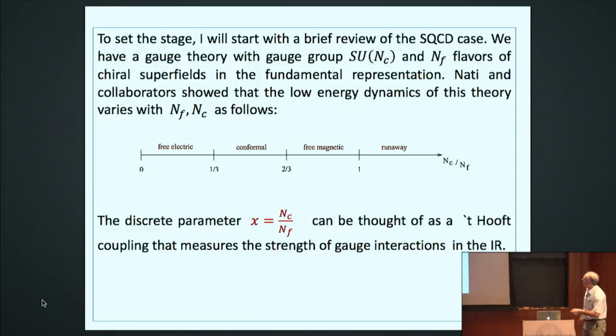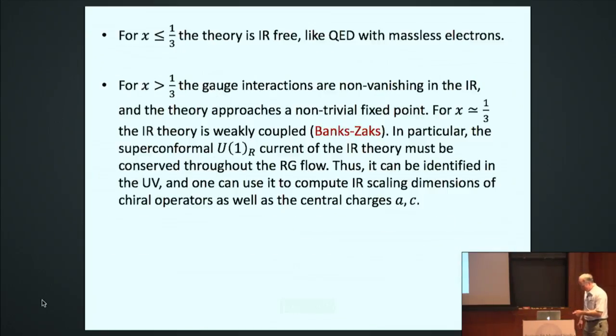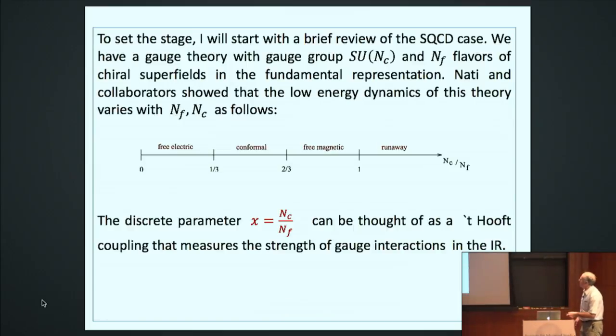And the picture, according to Nati and his collaborators in this theory, is a certain structure, which I'm not talking about in detail here, but just pictorially, that as you vary the number of colors and flavors, and in particular this discrete parameter, the ratio of the two, which will play an important role in this talk, the behavior of the theory changes in a way that is controlled. So, of course, we know from the early 70s that for sufficiently large number of flavors, the theory is not asymptotically free. So that's this region over here.